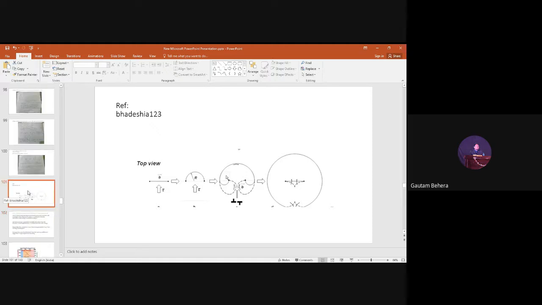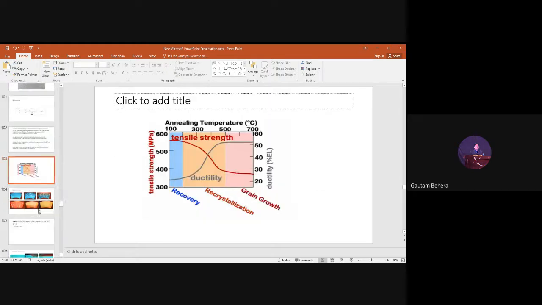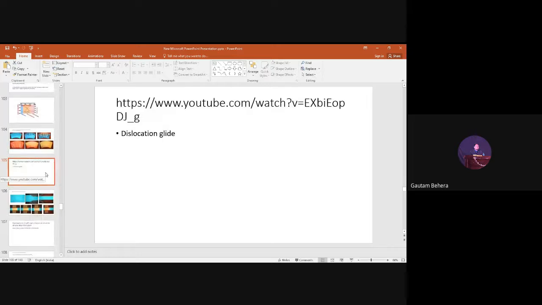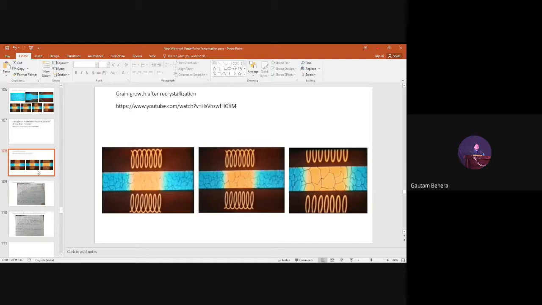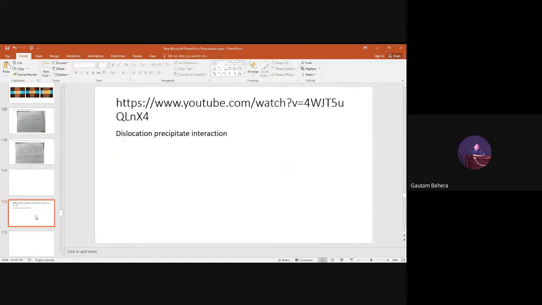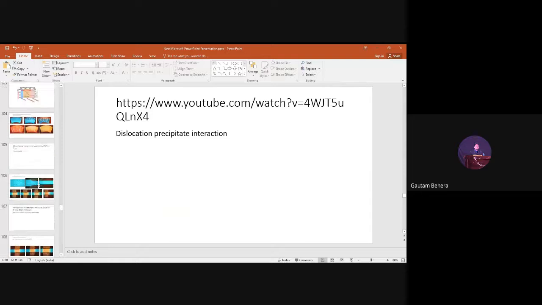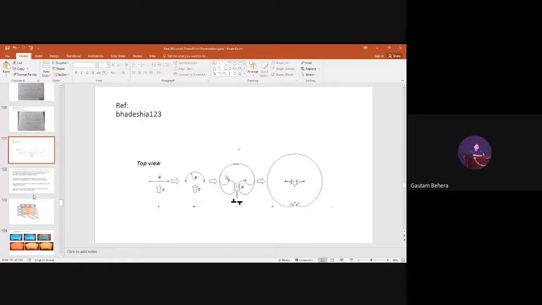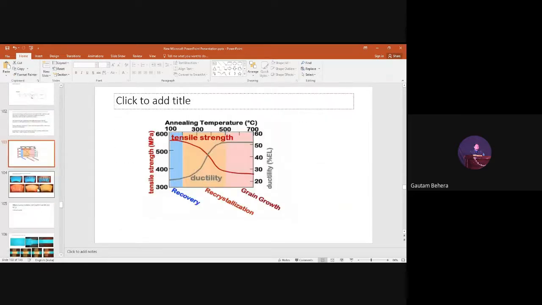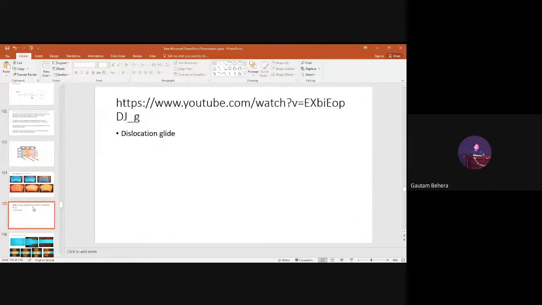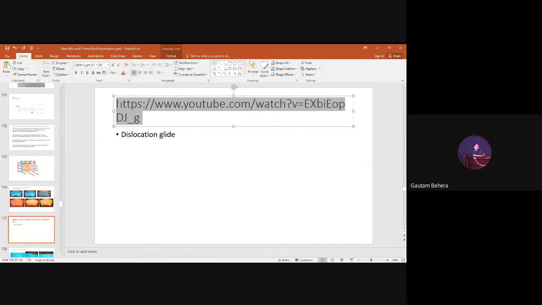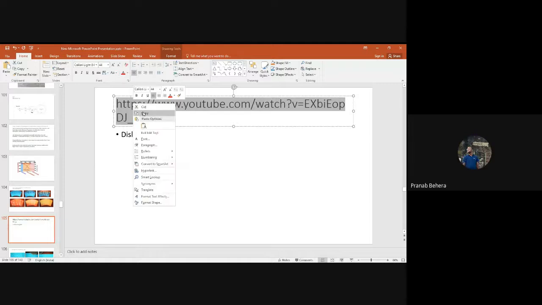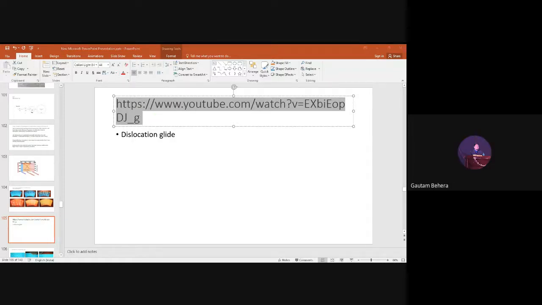Let me see, I have some dislocation glide. Okay, I think I have a video to show you how dislocation multiplication is happening. This is the dislocation glide. Do you want to see a dislocation gliding? If you want, I will show you a video. Okay, you want to see a video? Okay, let me show you then.